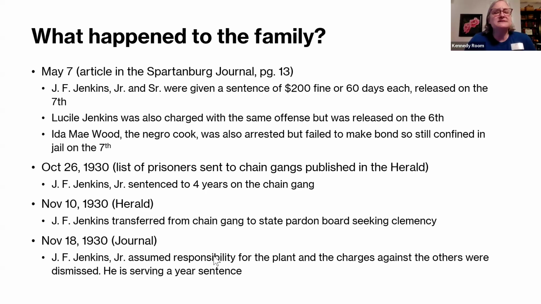On November 10th, J.F. Jenkins Jr. was transferred from the chain gang to the state pardon board seeking clemency. So he was seeking a pardon just 15 days after he was sent to the chain gang. November 18th, 1930, he was stated as assuming responsibility for the bottling plant, for the still and everything, and the charges against all of the others were dropped. He was serving a year sentence.